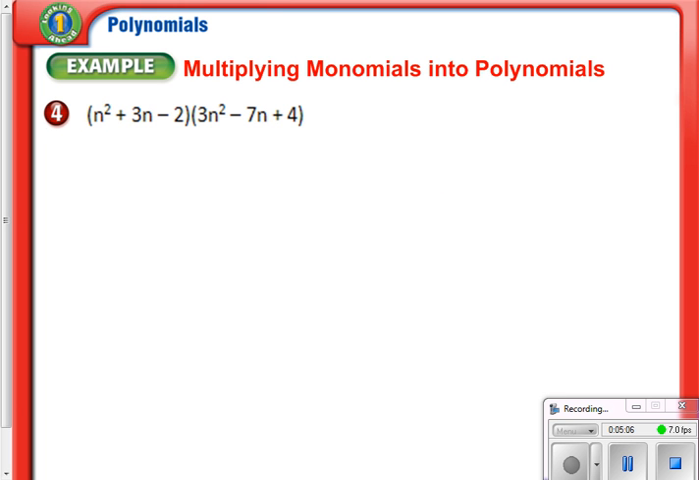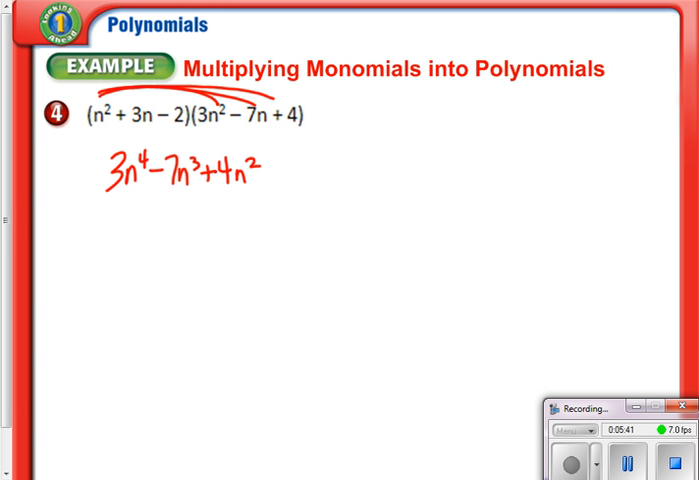Example 4, I want you to go ahead and try it on your own. Now, the difference here in example 4 is you have two trinomials. You're multiplying two trinomials. So what you need to do is take your n squared, multiply everything in here. Then you just need to jump to your next term, 3n. Need to take 3n, multiply by everything in here. And last, take your negative 2 and distribute your negative 2. So that's basically what's happening there. Why don't you give it a shot and then combine those like terms and see where we wind up.